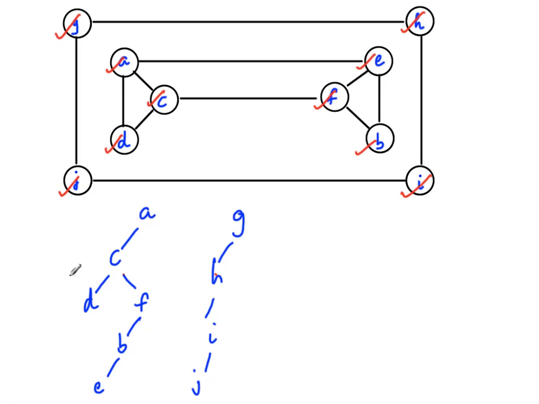So we can now examine this structure that we have built up. You can see that we have a tree starting at A and another tree starting at G. In general, this is what we call a DFS forest. A forest is a collection of trees. So DFS produces a collection of trees, one for each connected set of vertices in the graph.